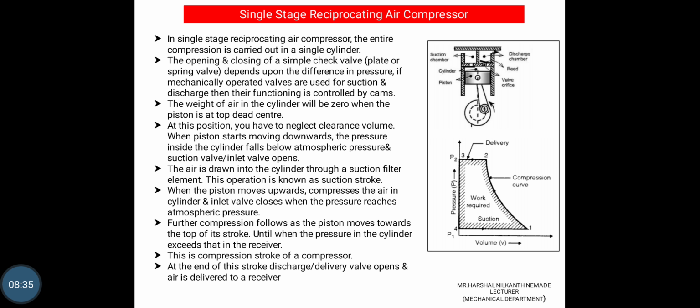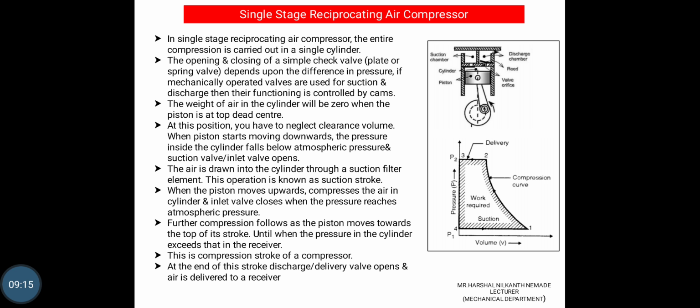In a single stage air compressor, the entire compression is carried out in a single cylinder. The opening and closing of the simple check valve depends upon the difference in pressure. Mechanically operated valves are used for suction and discharge. The functioning is controlled by the cam. The weight of the air in the cylinder will be 0 when the piston is at top dead center. At this position, you have to neglect the clearance volume. When the piston starts moving downwards, the pressure inside the cylinder falls below atmospheric pressure. The suction valve or inlet valve opens. The air is drawn into the cylinder through the suction element. The operation is known as the suction stroke.